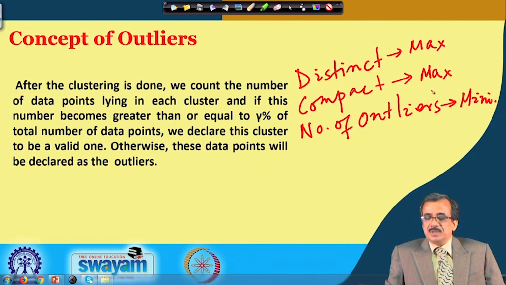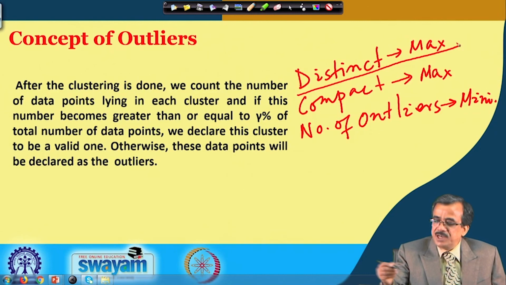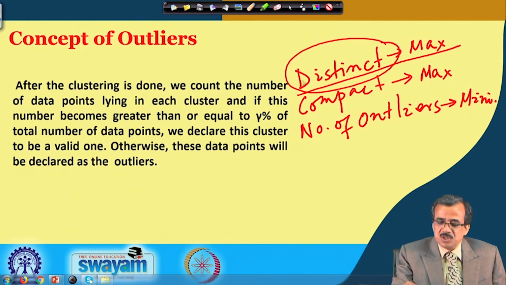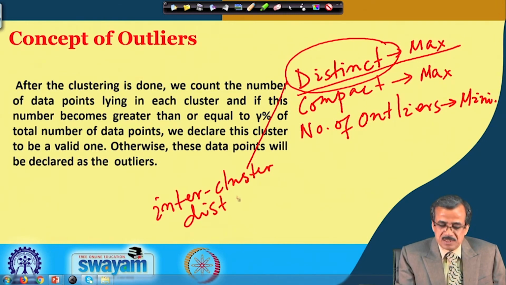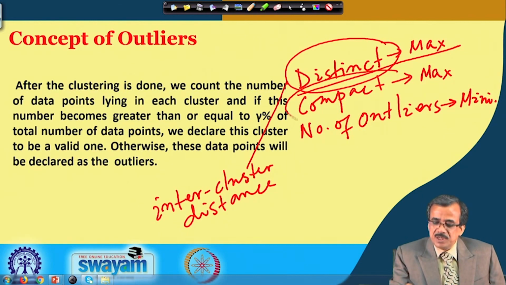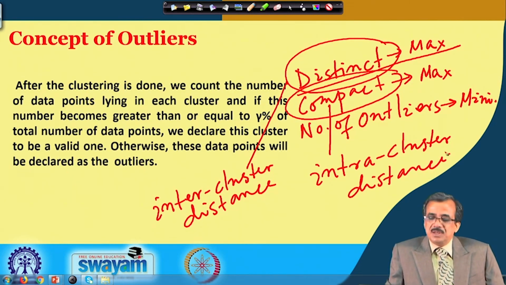Now, I have already discussed in the last lecture that to measure the distinctness of the clusters, we consider intercluster Euclidean distances, and to measure the compactness, we consider the intracluster Euclidean distance values. So, this is the way we find out the distinctness and the compactness, and we can also measure the number of outliers. Let me repeat, our aim is to reach the clustering which ensures the maximum distinctness, maximum compactness and minimum number of outliers.